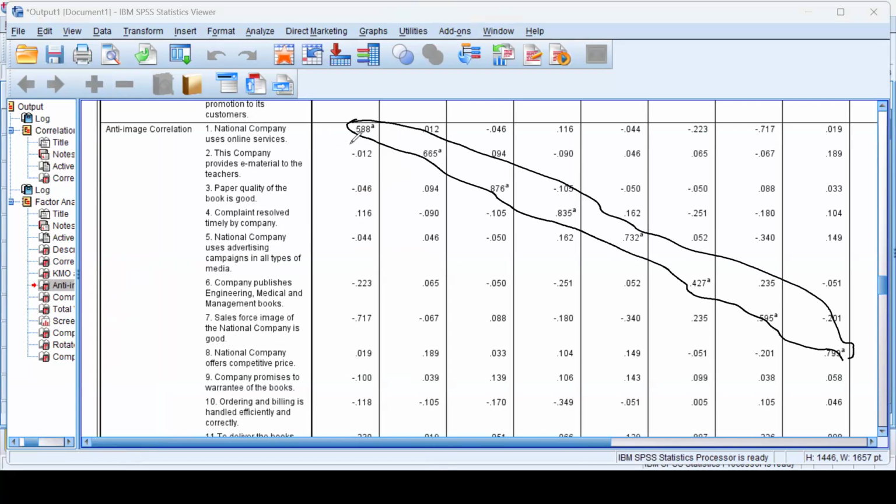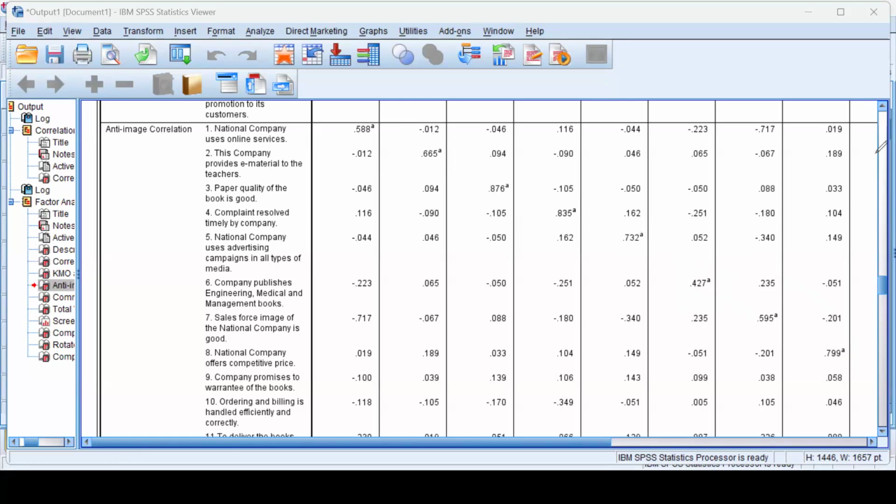There are more, I have only looked at a few so far. This is okay, 0.665. A means adequacy. This is also okay. Okay, 0.83, 0.7, no. 0.427, which is less than 0.5. Okay, this is less than 0.5, so it is not desirable.